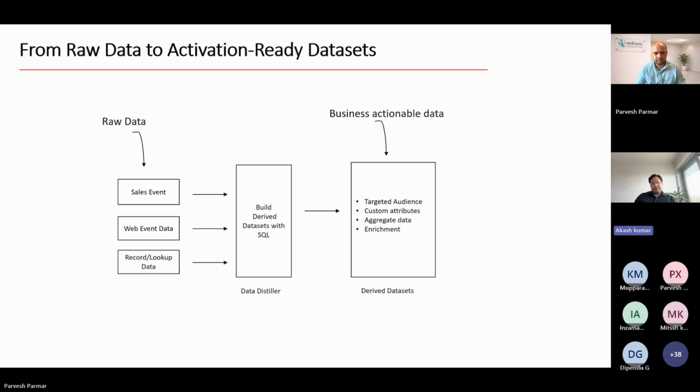In the middle is where the data distiller comes into play. We use SQL to transform this raw data set into something meaningful. This is where we join the profile and event data, apply the business rules, aggregate behavior, and create the flags and priorities. On the right side, we now have a derived dataset. This is business actionable data: targeted audiences, custom attributes, aggregated KPIs, and enriched customer profiles.